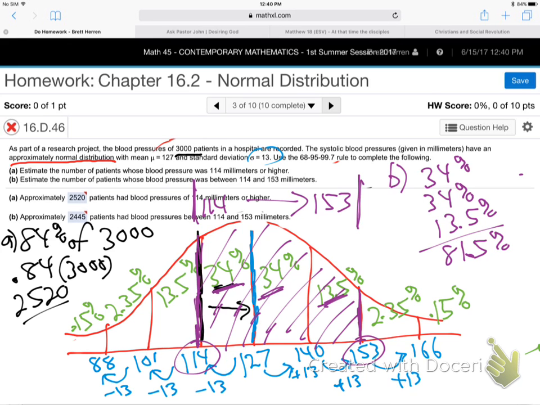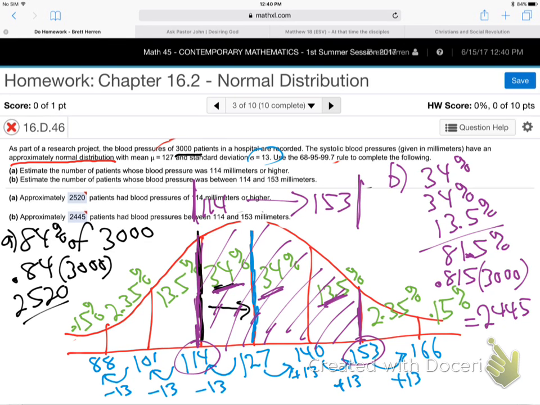But they don't want percentage, they want actual people, patients, don't they? So same thing as last time. So you take the 0.815, you change it to decimal, move it back 2 places, right? Times the 3,000 patients, and you get the answer 2445. Like that. For part B. Is that good?